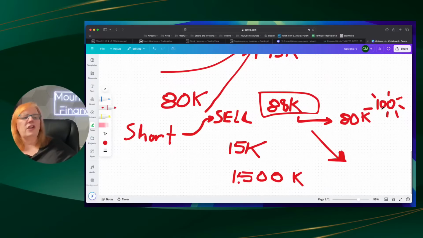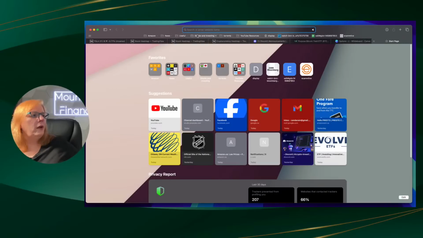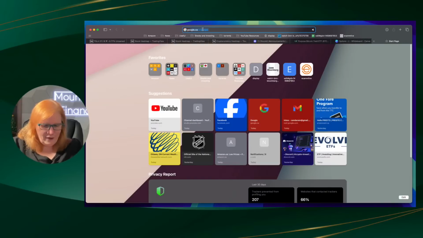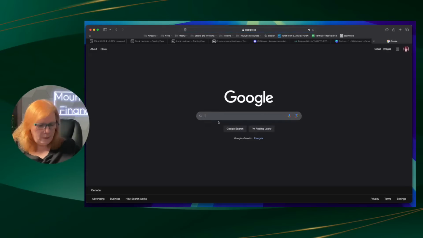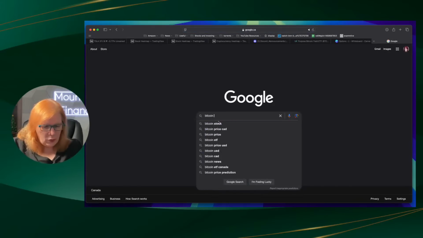I know the 100 is for stocks because I'm coming from the stock side, but I don't know about Bitcoin. Let's find out. Why not? We've got a computer here. All right. Okay, Bitcoin options.